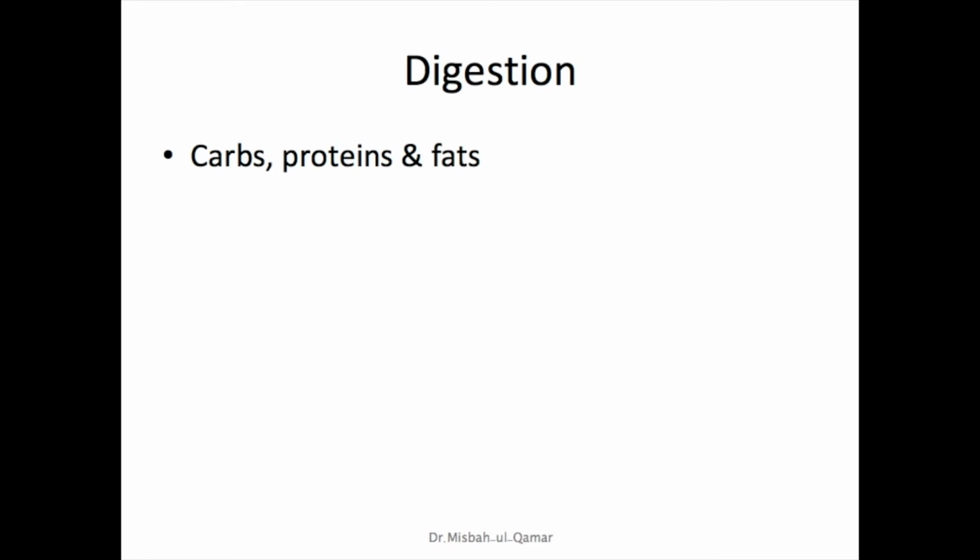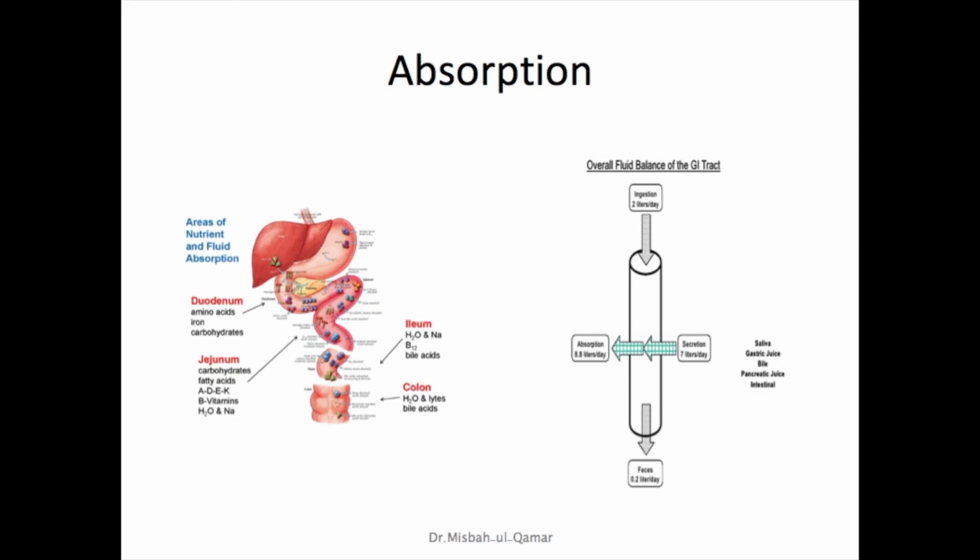Humans consume mainly three foodstuffs: carbs, proteins, and fats. They are large molecules. They cannot cross the plasma membrane intact to be absorbed. So digestion breaks down the complex foodstuff within the digestive system. Well, absorption occurs once the digestion is completed, and through this process, nutrients are transferred from the digestive tract lumen into the blood or lymph.